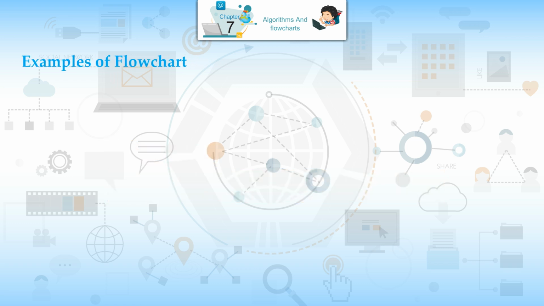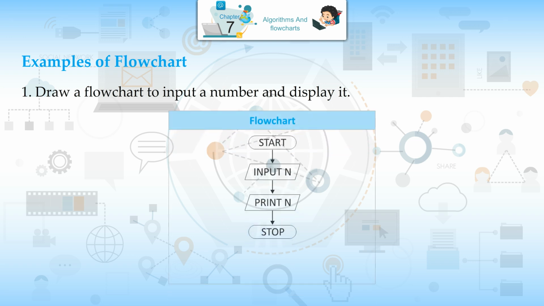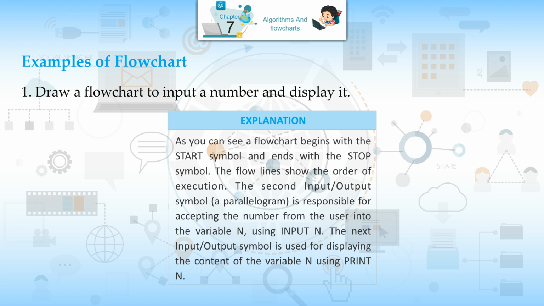Examples of flowchart. 1. Draw a flowchart to input a number and display it. Flowchart. Start, input n, print n, stop. Explanation. As you can see, a flowchart begins with the start symbol and ends with the stop symbol. The flow lines show the order of execution.